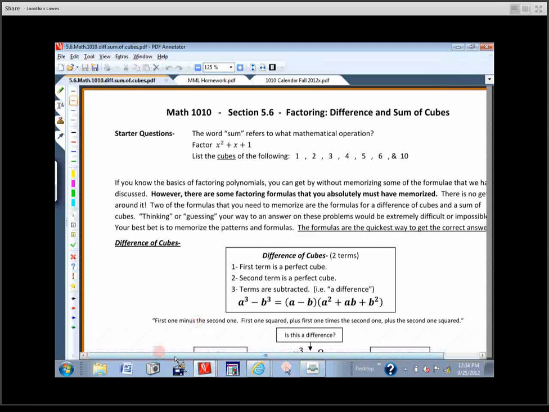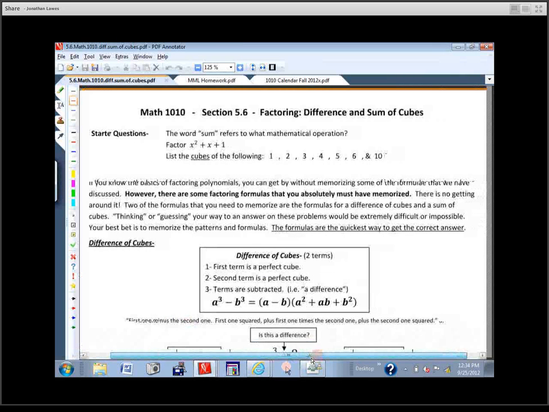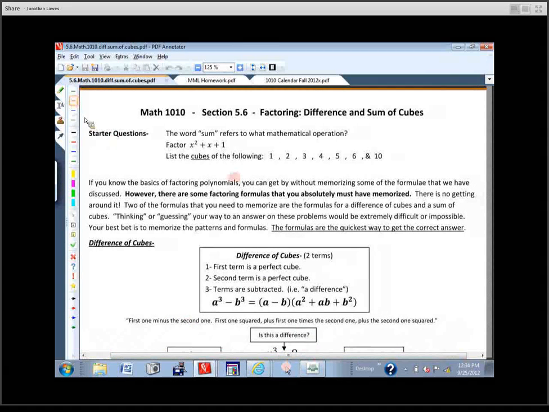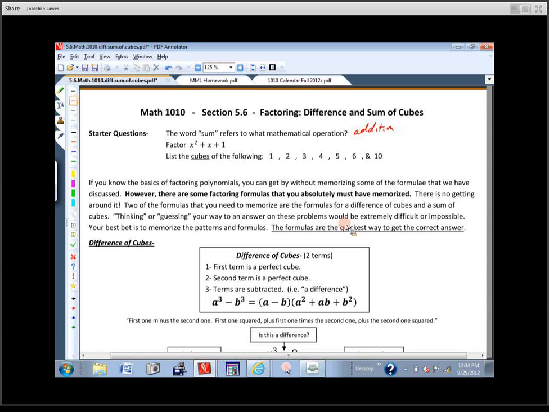The word sum refers to what mathematical operation? Okay, so that's addition. We talked about the word difference. It corresponds to subtraction. And if we want to factor this thing right here, this starts with a perfect square and it ends with a perfect square. But if you take the two of those, that's an x and that's a 1. Building on what we worked on yesterday, that would be a 1x. If you double it, that's the wrong middle term right there.